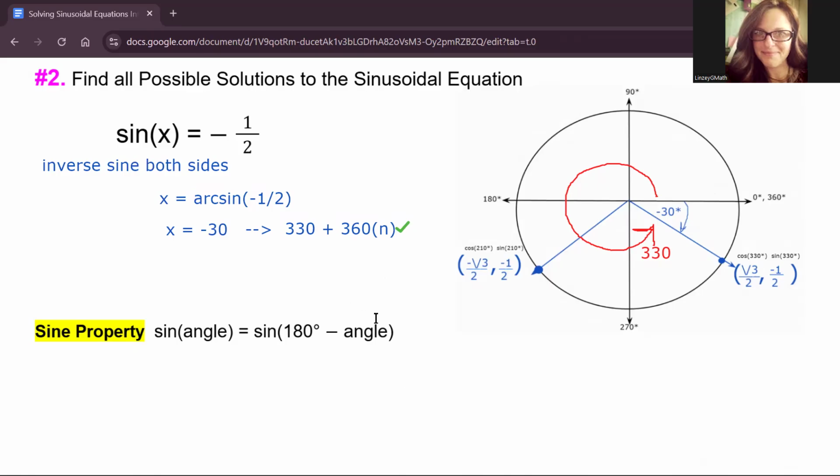Now we'll use the sine property. Sine of an angle is equal to sine of 180 degrees minus that angle. And 180 degrees minus -30, we get 210 degrees. And we do see that in the third quadrant, sine is also -1/2 for 210 degrees. So we get our second solution set, 210 degrees plus any number of revolutions around the circle. That'll bring us back to that point.